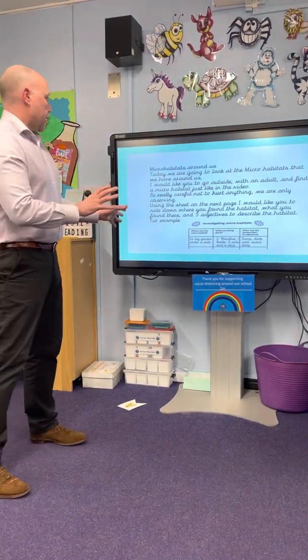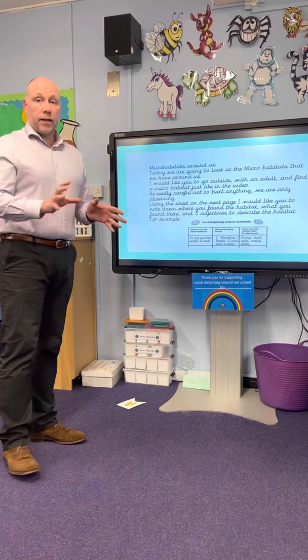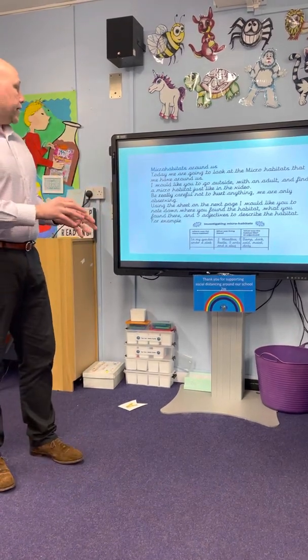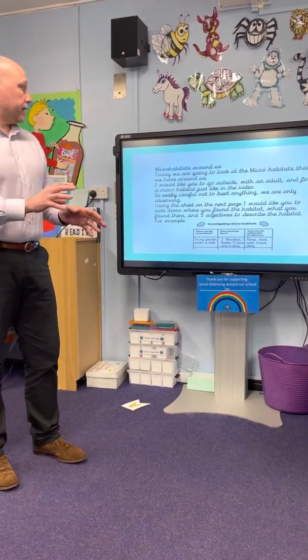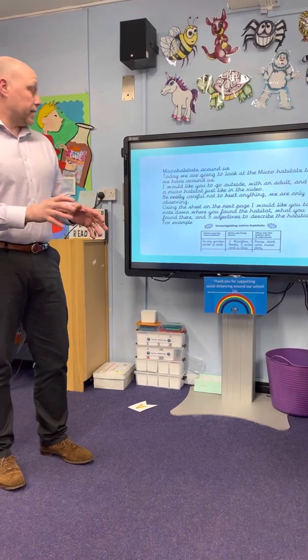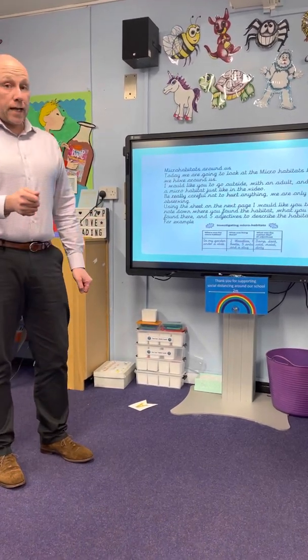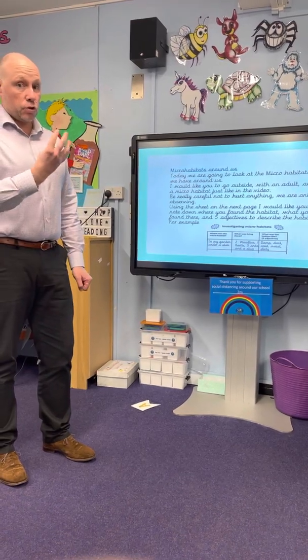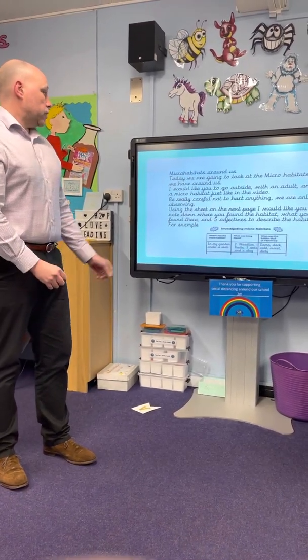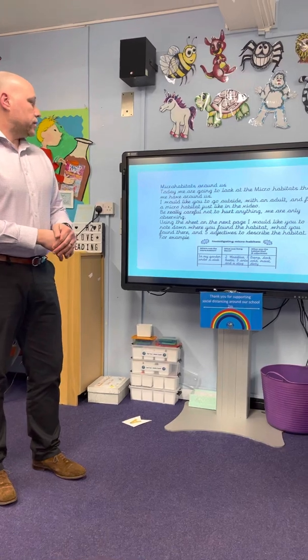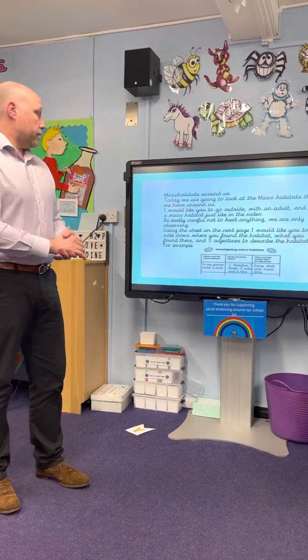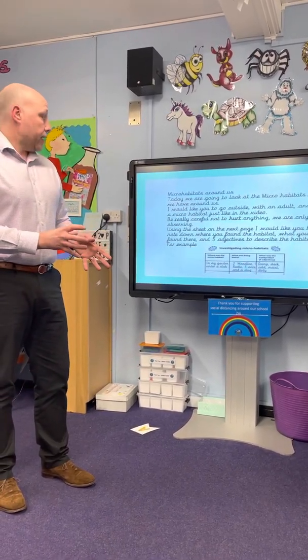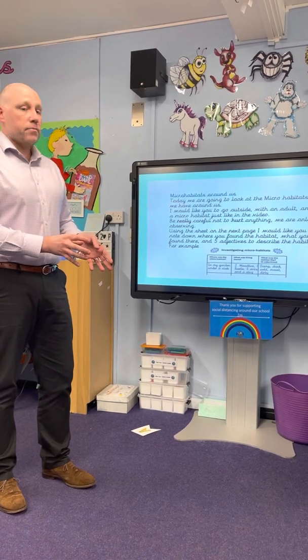So we're looking at microhabitats, and what I'd like you to do with an adult is go outside and find a microhabitat, just like the man did in the video. Be really careful not to hurt anything. We are only observing. We're just looking. So using the sheet on the next page, I'd like you to note down where you found the habitat, what you found there, and 5 adjectives to describe the habitat.